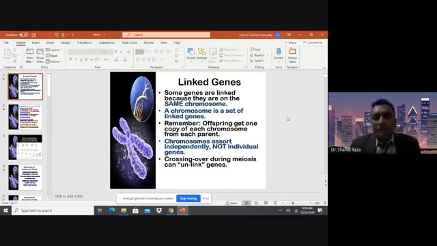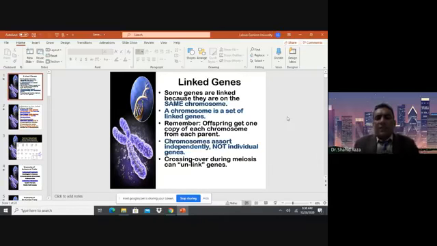Today our topic is linked genes. Today we will discuss the different kinds of genes. First of all, when we talk about linked genes, there are some genes which are linked because they are on the same chromosome. That is why they are called linked genes. A chromosome is basically a set of linked genes.